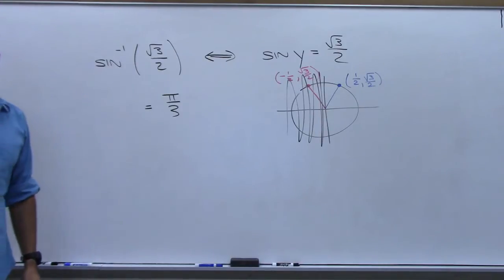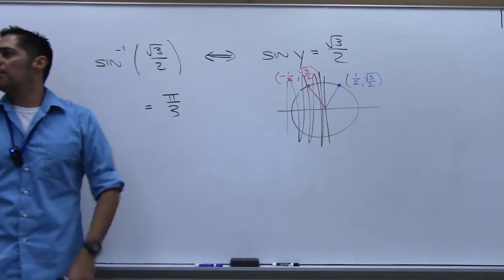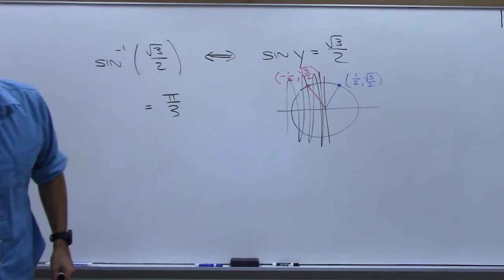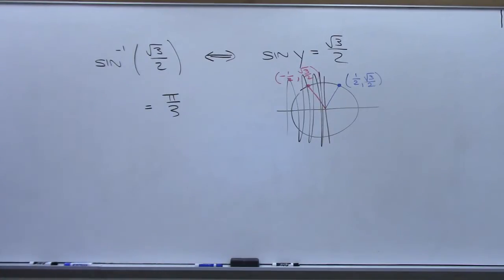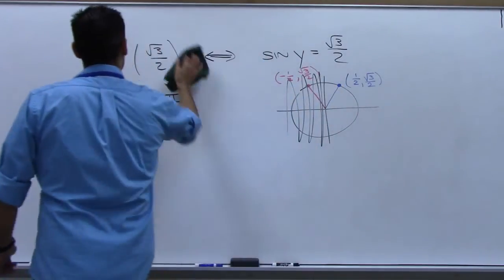Now, cosine can be done the same way, and tangent can be done the same way. You can cut them, but the restrictions are different. All right, so let's talk quickly about the restrictions so that they don't catch you later.